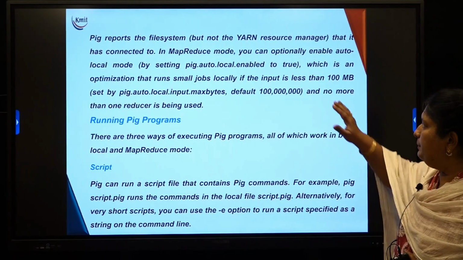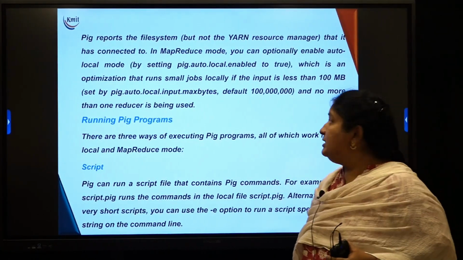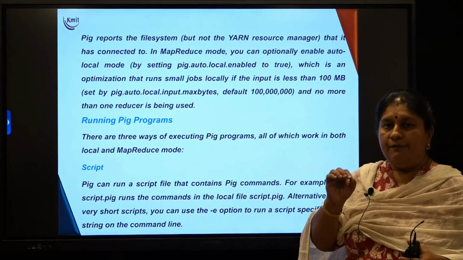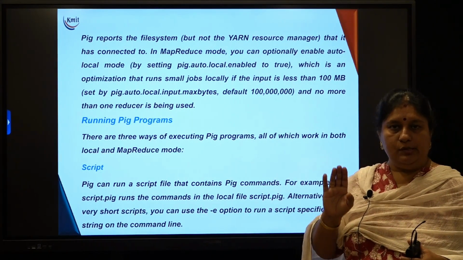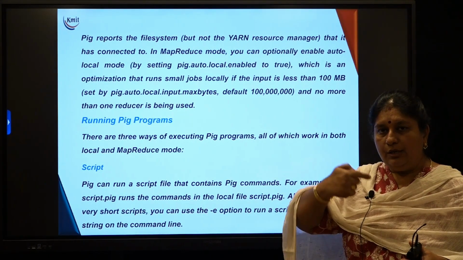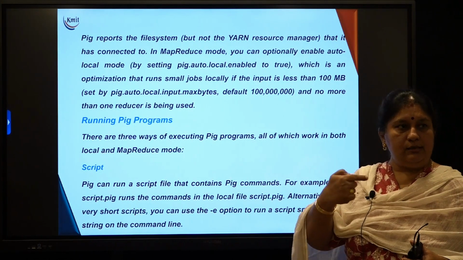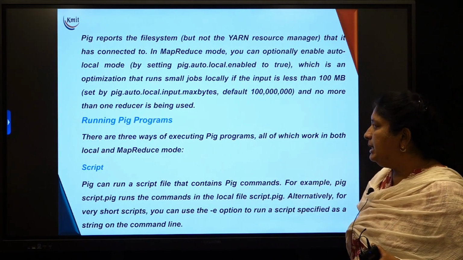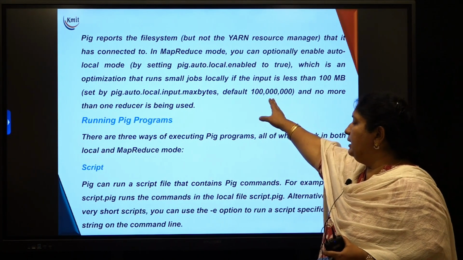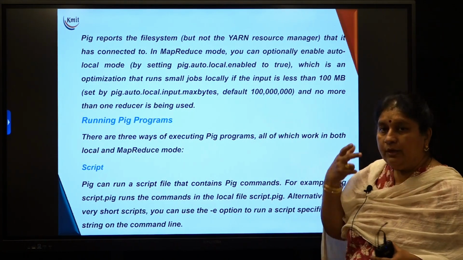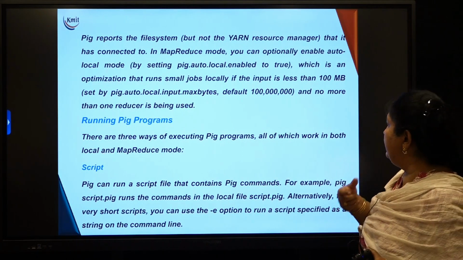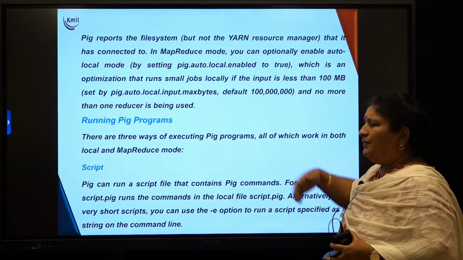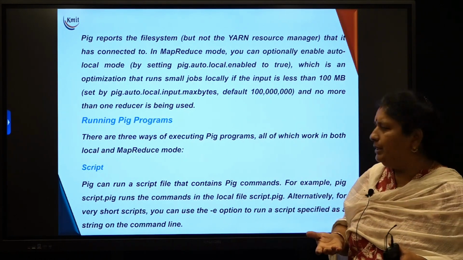And Pig refers to the file system which is there in the local drive, not to YARN. Pig never talks to YARN, which is the resource manager. It talks to the local drives on which it is executing. Also, whenever you are working with Pig, it can run in local mode for data sets which are less than 100 MB. And if it is crossing that, we generally go for MapReduce mode.